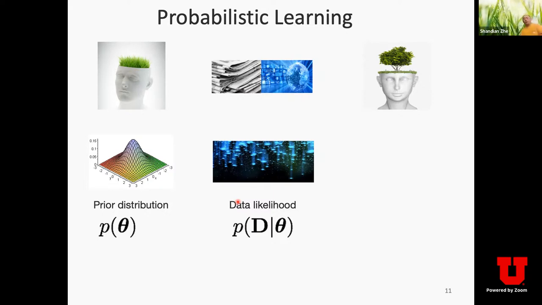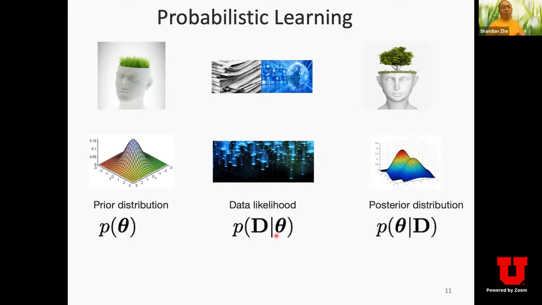And then we're going to combine our prior knowledge, prior beliefs, prior experience with the knowledge we extracted from data to update our knowledge, right? So the updated knowledge, updated beliefs or upgraded experience, in the probabilistic framework, is called the posterior distribution.